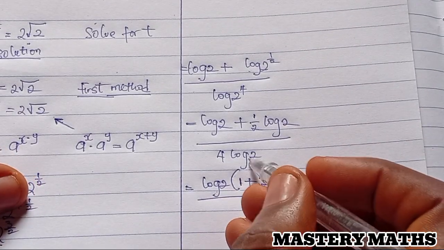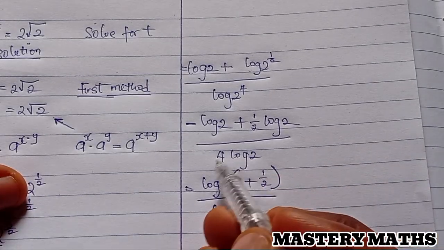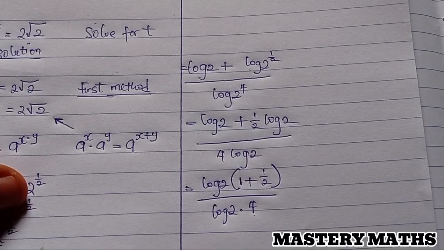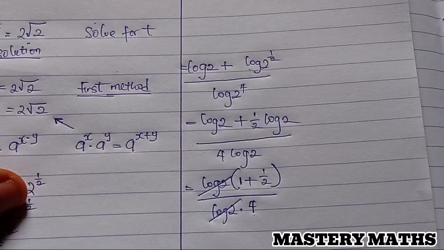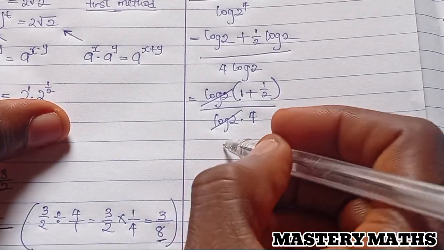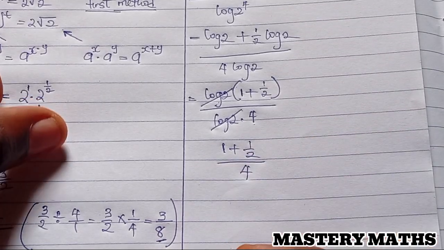Then all over, you bring your log 2 this way. Log 2 times 4. The same, I just changed it. This 4 came first, then log 2 went to the back. So after you've done that, this log 2, we cancel this log 2. That's been cancelled out. Now what is left is 1 plus 1 over 2, over 4.